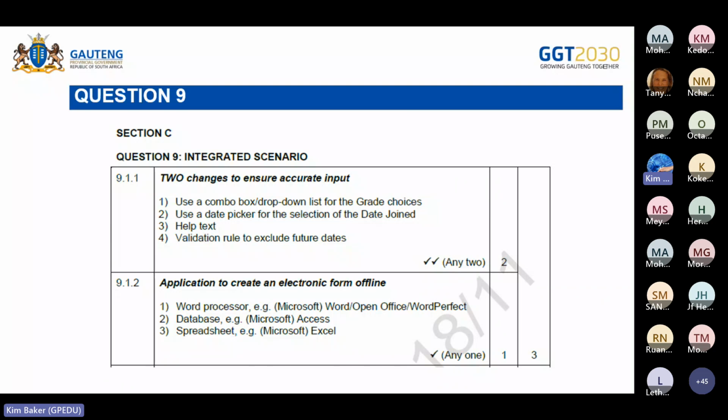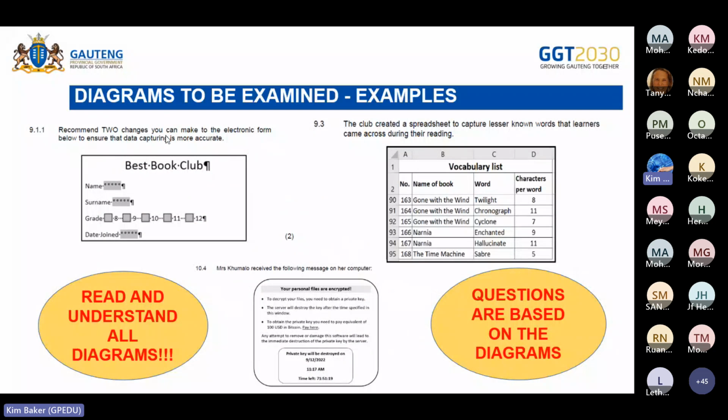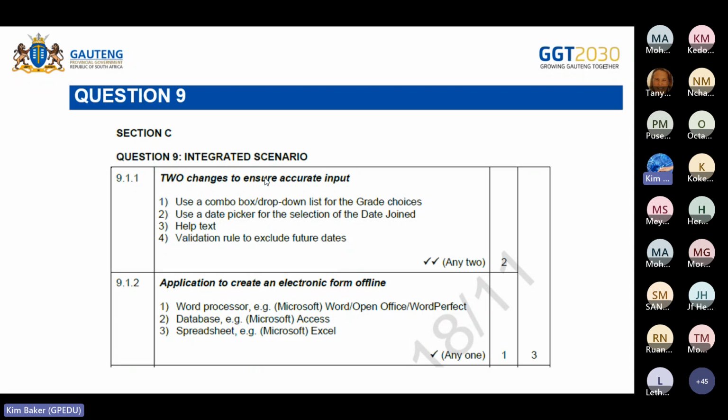I'm just going to show you a few questions here, ladies and gents, and the memo, so that you can see what type of answers we want when you answer these questions. For example, in question 9.1.1, you had to name changes to ensure accurate input. Remember, 9.1.1 was the 2 changes that you can make to the electronic form below to ensure that the data capturing is more accurate. So it's that screenshot. They're asking you to give 2 changes to ensure that it is an accurate input.